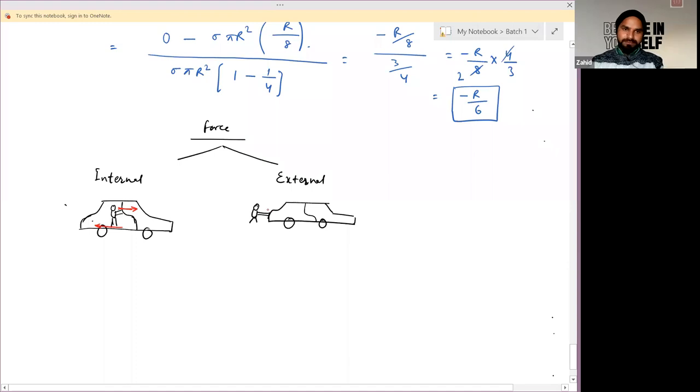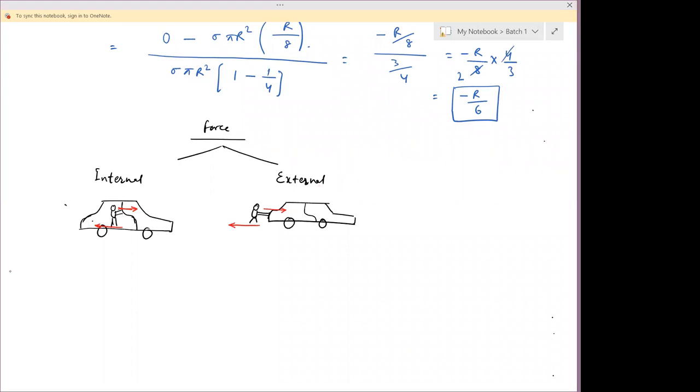But in the second example, the individual is applying force to this car. So this will be the action, and the reaction will be on the ground in the opposite direction. And since these two are on different bodies, or you'll say action and reaction are applied on two different bodies, they will never cancel out each other. That's why only external force will be responsible for bringing any change to any object. Is it clear? Yes, sir.